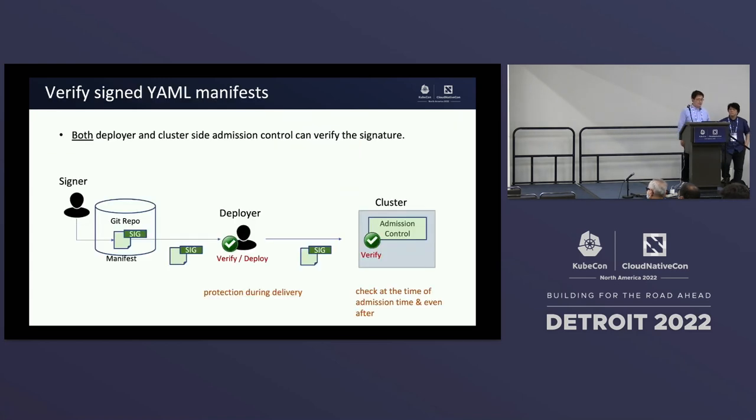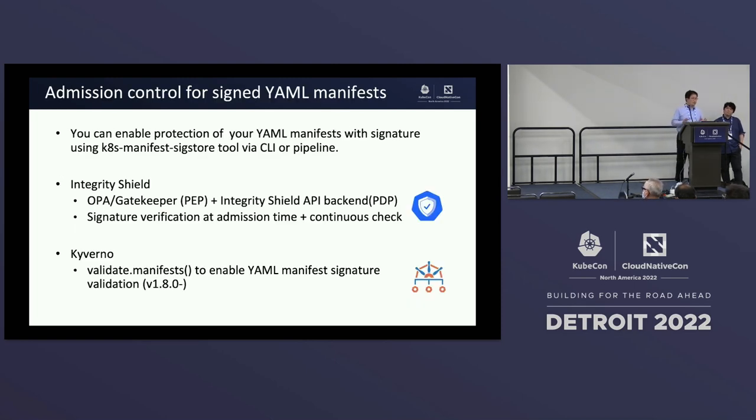So how to verify the signatures? This is the flow of how the signature is used to protect the manifest. The signer first signs the manifest, then pushes it into the Git repo. The deployer approves the manifest to deploy to the cluster. Before deploying that, the deployer can directly verify this signature by using the CLI. And then if the verification is okay, the deployer can deploy this manifest to the cluster. On the cluster side, admission control is enabled. So independently, the signature attached on the manifest is verified on the cluster side. That verification happens at admission time, or even after that, the signature is continuously monitored. So you can enable these types of protection with cluster side admission control.